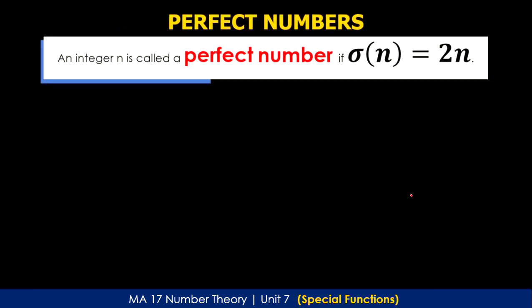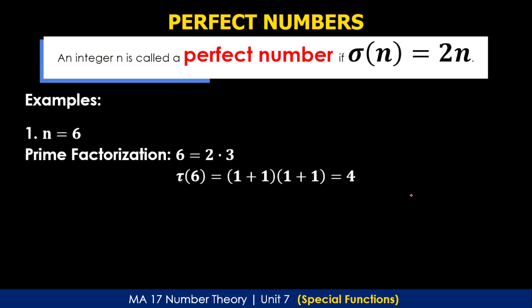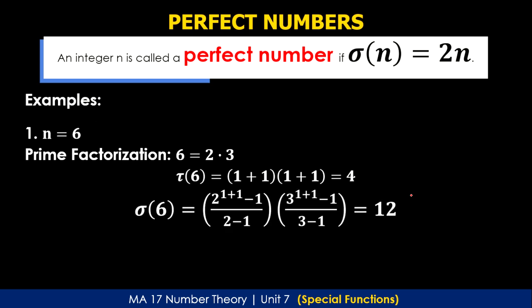So let's say we have 6 as our number here. Let's say we solve for the sigma, or the sum of the positive divisors of that. In this case, we have 2 raised to 1 plus 1 minus 1 divided by 2 minus 1, and then 3 raised to 1 plus 1 minus 1 divided by 3 minus 1, and that is 12. So we have 12 for the sum of the positive divisors.